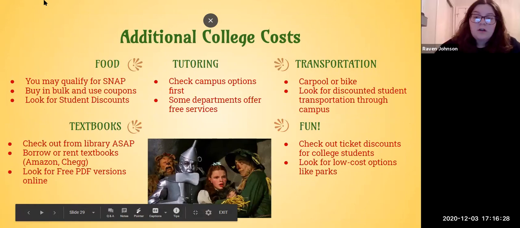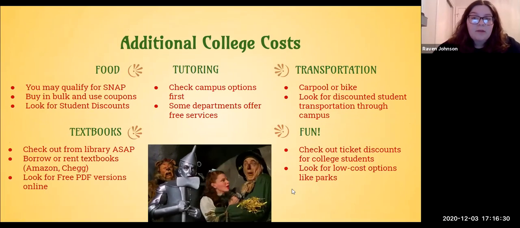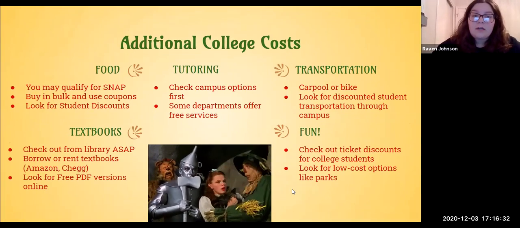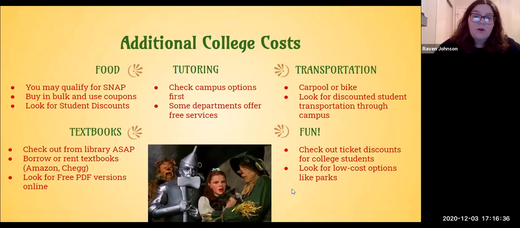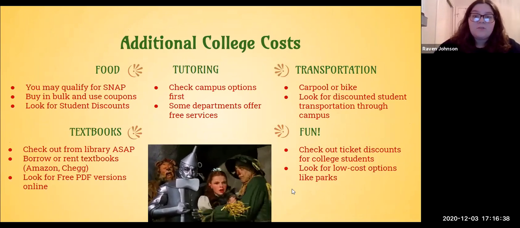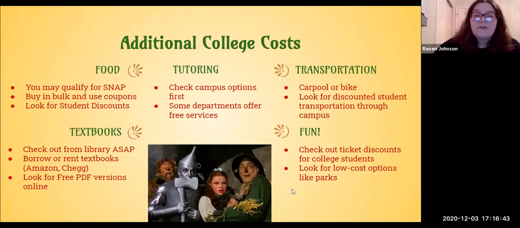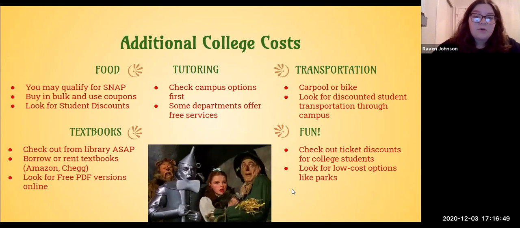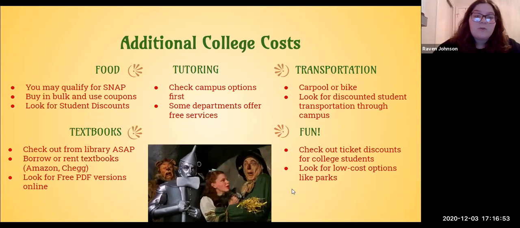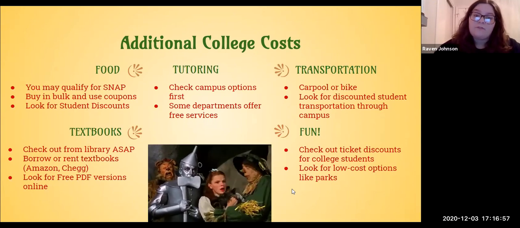Some additional college costs that you might see come along when you are in college is food. So if you're living off campus or at home, you might have to pay for some of the food or all of your food. Many students qualify for SNAP, so that is an option for students to consider. Also, if you're rooming with a bunch of roommates, you can buy in bulk and utilize coupons. And there are also many student discounts that you should look out for food.